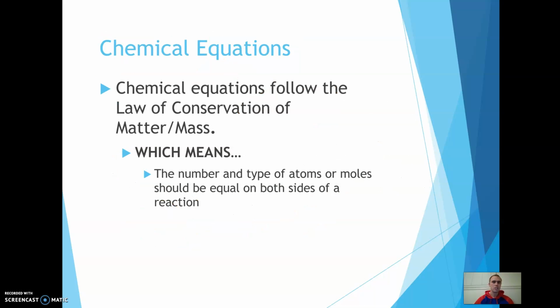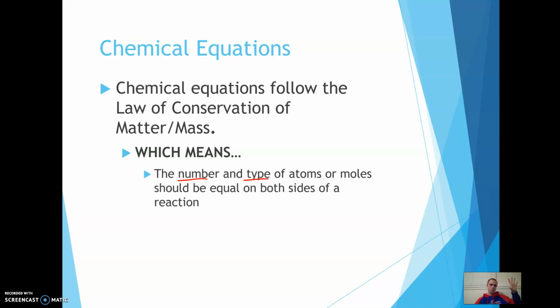These types of reactions. Let's talk about some balancing things, okay? The law of conservation of matter. The law of conservation of matter means you cannot destroy or create matter. It's all already there, okay? And I think we talked about this a little bit in first semester. But in terms of balancing equations, what this means is that the number and type of atoms on the left side of the reaction should be the same as on the right side of the reaction.